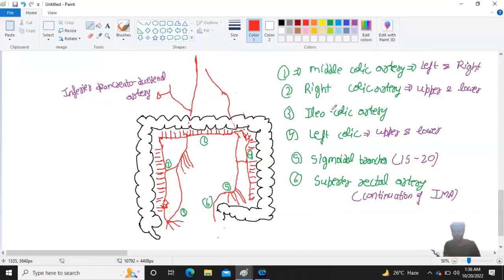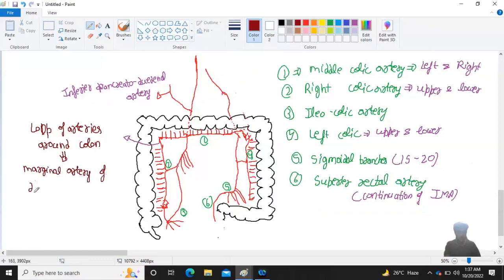This whole loop is called the marginal artery of Drummond. The loop of arteries around the colon is called the marginal artery of Drummond. This is important. This whole loop.